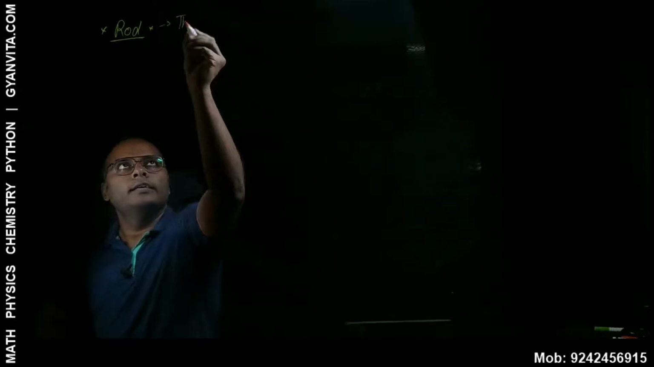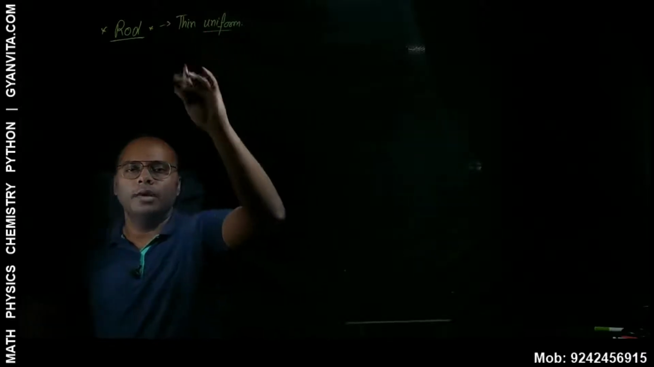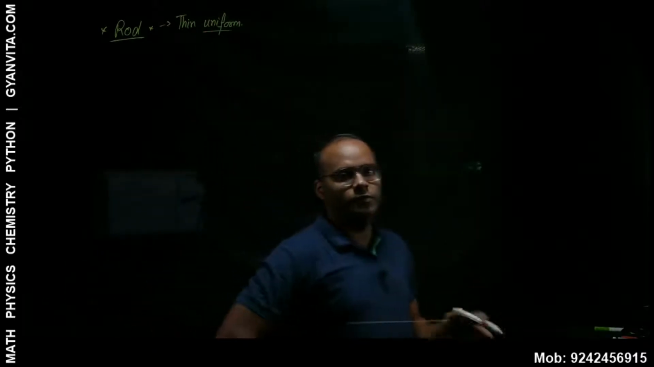Now the next shape is this rod. It's a thin uniform rod. When I say thin uniform rod, that means it has only a length element; the length is so long compared to the width that I can neglect the width. As I said, it's a thin uniform rod, which means mass per unit length, mass per unit area, mass per unit volume is constant.